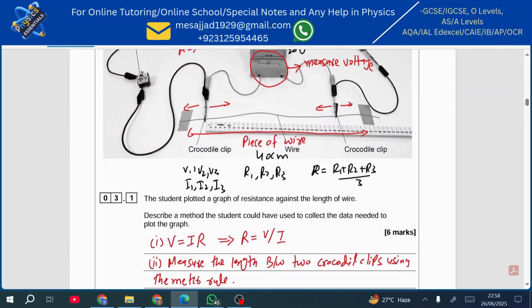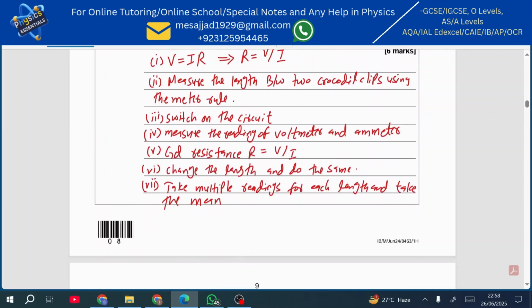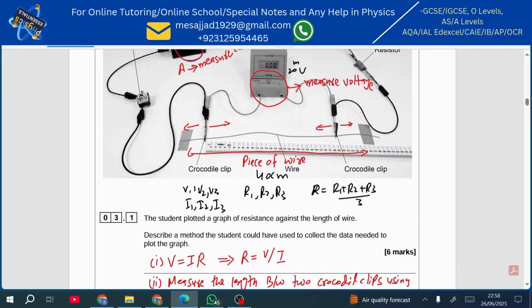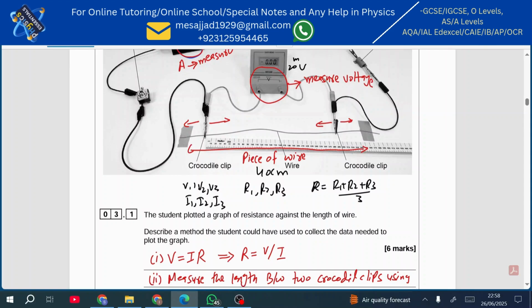So remember that sometimes they ask, why do we take the mean value? You need to say that the error is decreased in this way, okay? And take the mean. And finally, this is the most important step, because we have to find out the relationship between voltage and current, right? And then we need to plot the graph between the voltage and the current, right?